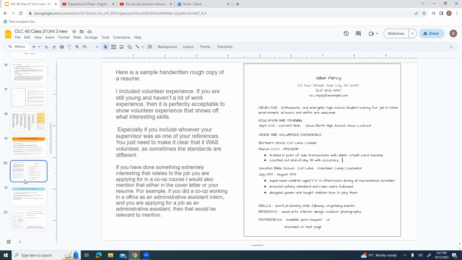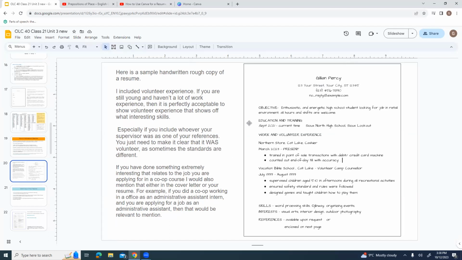Especially if you're going to include whoever your supervisor was when you were a volunteer, you want to make it clear that it was a volunteer because sometimes the standards are different. And if you didn't mention it on your resume, but your reference mentions it, it's going to look strange. If you've done something extremely interesting that relates to the job you are applying for in a co-op course, I would also mention that either in the cover letter or your resume. So for example, if you did a co-op working in an office as an administrative assistant intern and you're applying for a job as an administrative assistant, then that would be relevant to mention, right? Especially if you're doing it like summer work, right? Definitely want to mention it.